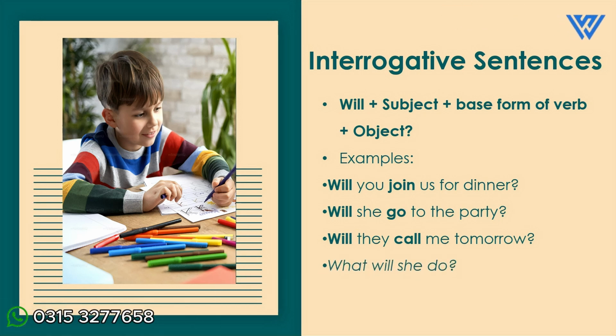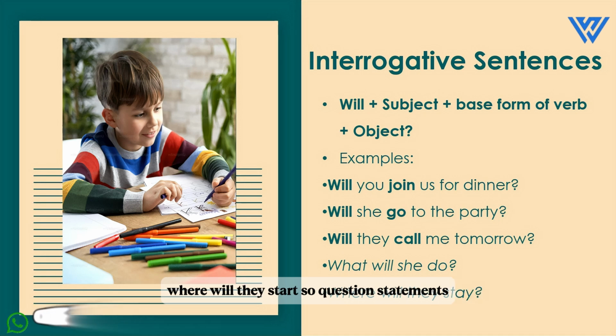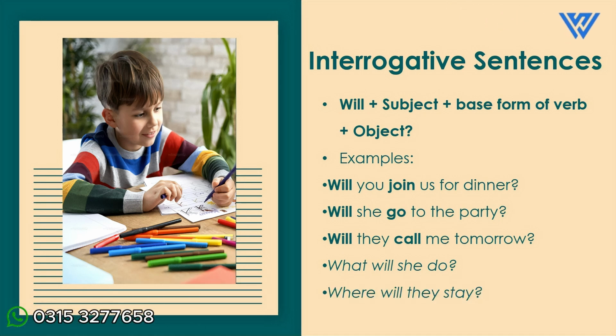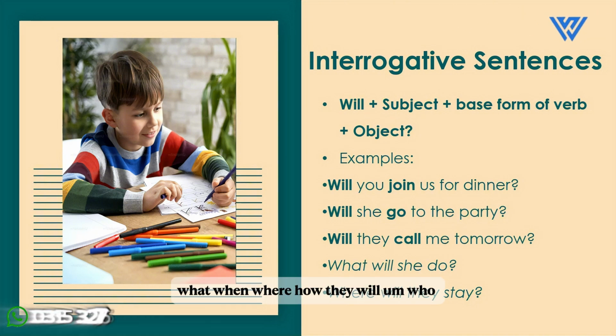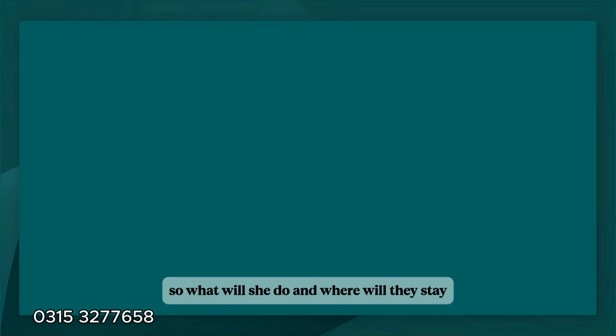What will she do? So, these are some examples of interrogative sentences. Where will they start? So, question statements, अगर हमने add करने होंगे question words, what, when, where, how, why, who, तो इन सबको हम will से पहले add करेंगे. So, what will she do and where will they stay?